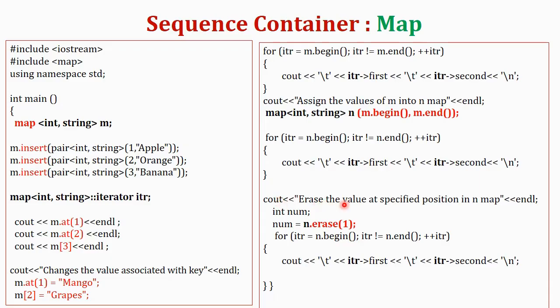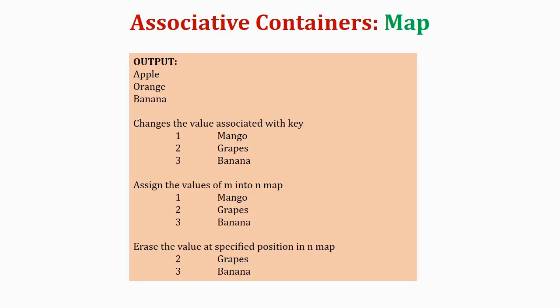Then we are going to erase the value at a specific position. For example, n.erase 1 means the first content is erased, right? Then we are calling the for loop. So what is the remaining value? Mango is already erased. Now the remaining values are 2 grapes and 3 banana. Because the first key value is erased, the remaining 2 grapes and 3 banana will display. See, like that, it will display. So this is the output of the map.